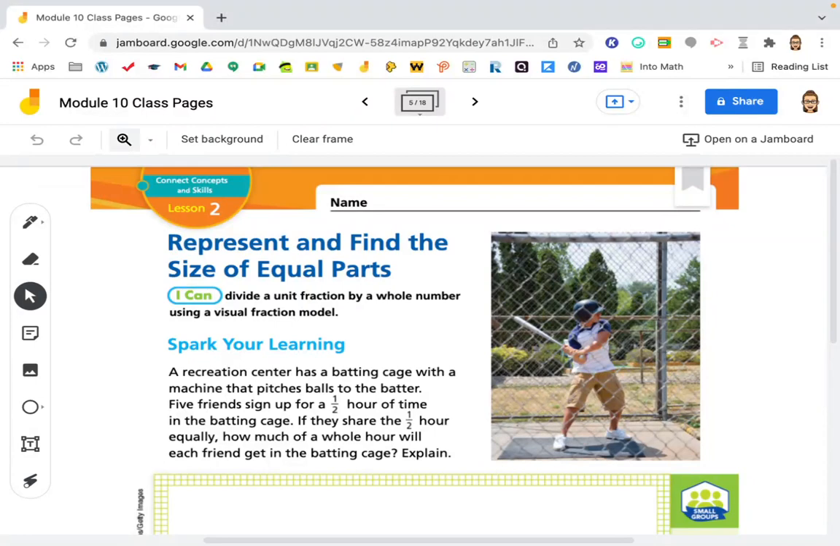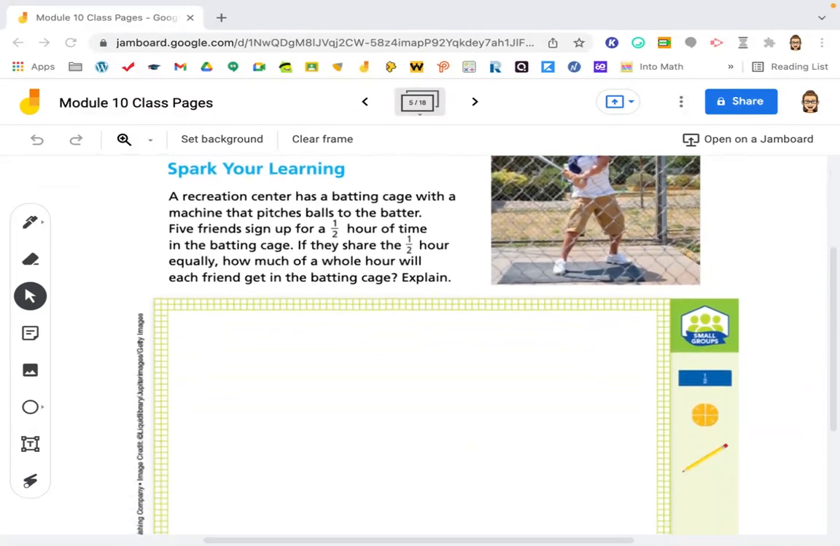So if we look at this first question here, it says a recreation center has a batting cage with a machine that pitches balls to the batter. 5 friends sign up for a half hour of time in the batting cage. If they share that 1/2 hour equally, how much of the whole hour will each friend get in the batting cage? Explain.